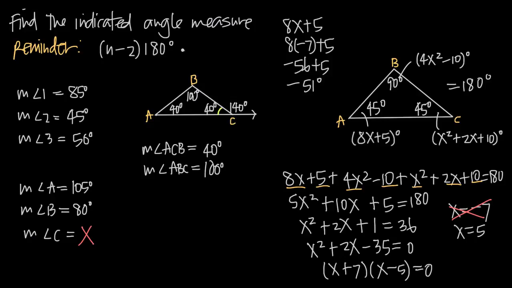So those are some different ways that you can use the fact that the three interior angles of a triangle sum to 180 degrees to solve some different types of problems about interior angle measures of a triangle.